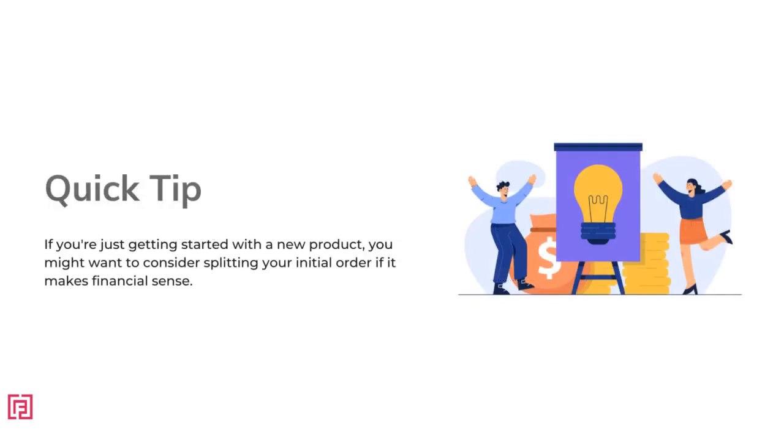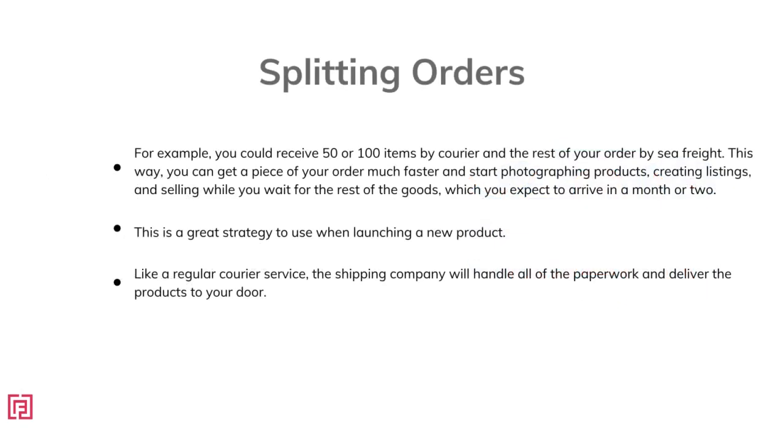If you're just getting started with a new product, you might want to consider splitting your initial order if it makes financial sense. For example, you could receive 50 or 100 items by courier and the rest of your order by sea freight. This way, you can get a piece of your order much faster and start photographing products, creating listings, and selling while you wait for the rest of the goods, which you expect to arrive in a month or two. If the courier service is reasonably priced, this is a great strategy to use when launching a new product.